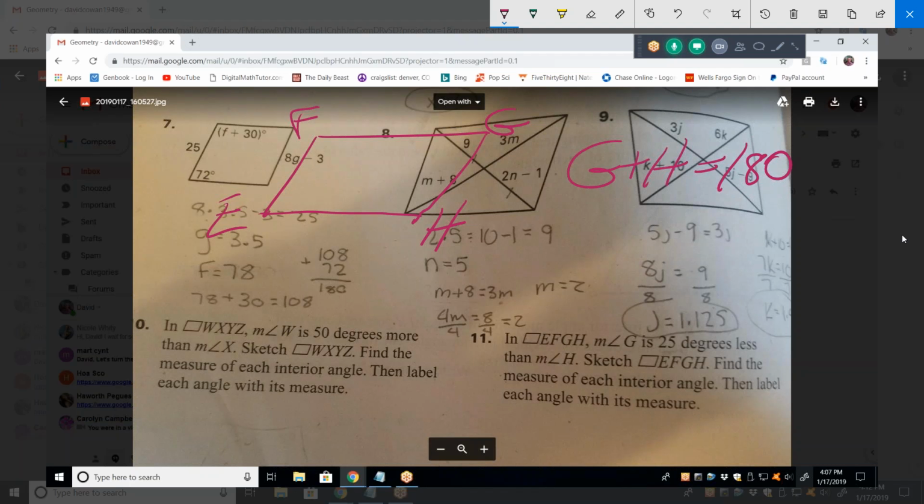What else do you know? That G is 25 degrees less than H. So put that in an equation. All right. G is what? Or G plus or minus something is what? G minus 25. Give me an equation. Okay. Everything needs to be put into an equation that you have to solve.